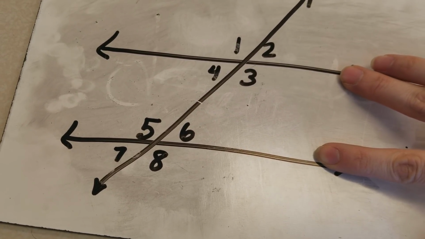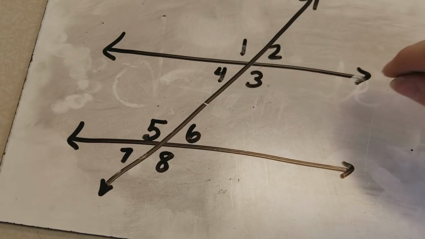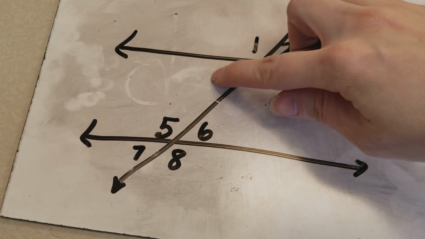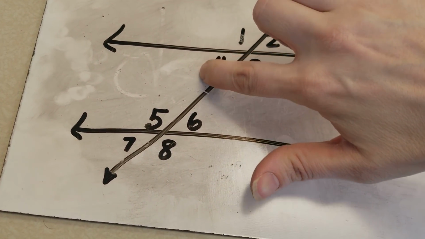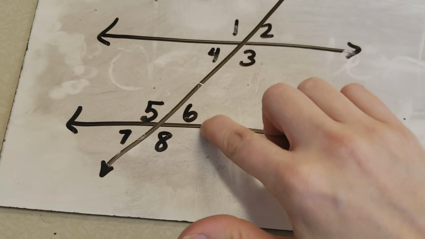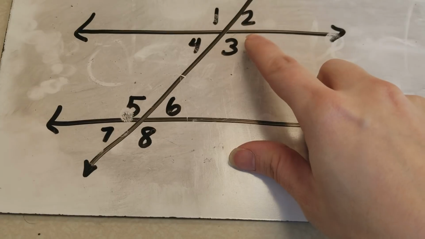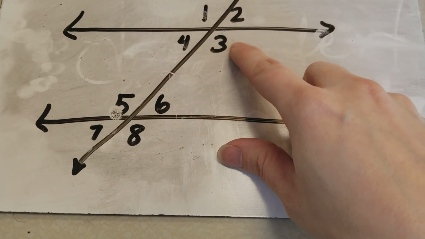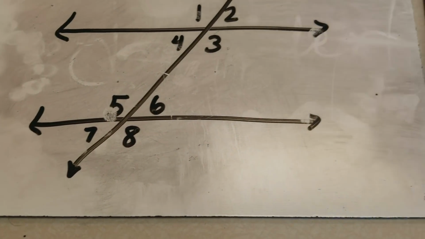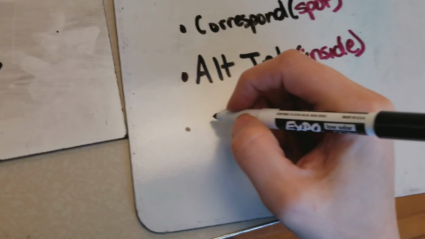So the second part of that rule is called alternate. So if I say 4, I'm looking for something that is opposite of 4, which would be 6. So if I said 5, I'm looking for something still inside, but opposite, which would be 3. So that's alternate interior.